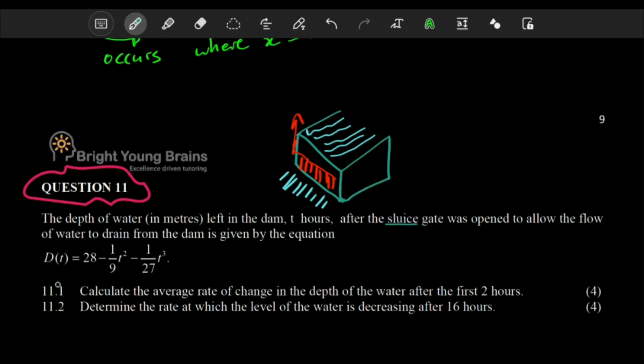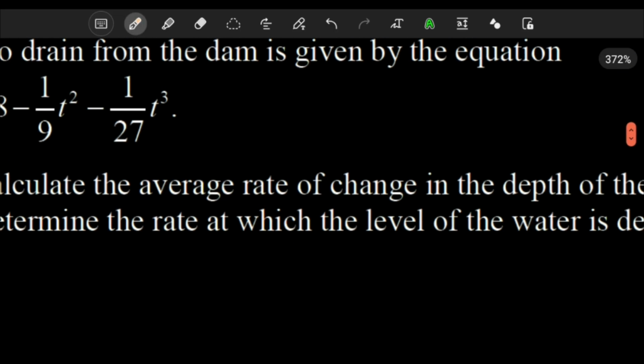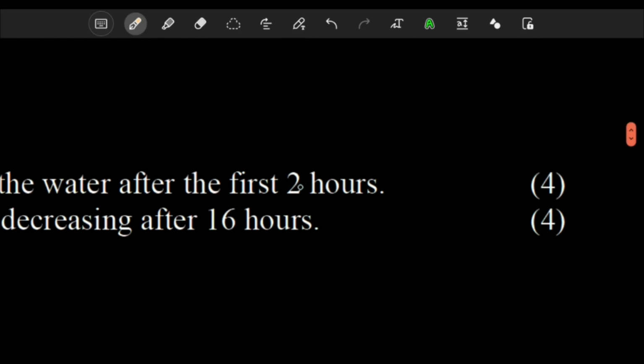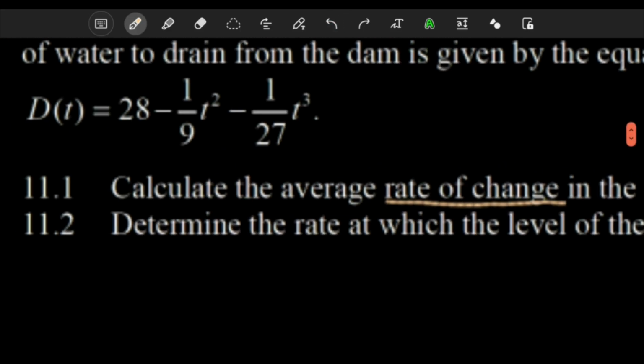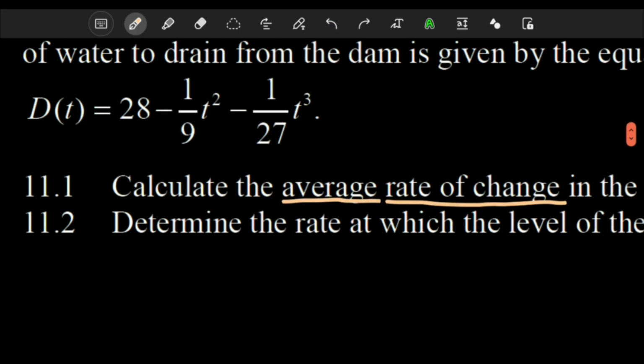Anyways, they said here for 4 marks, we need to calculate the average rate of change in the depth of the water after the first 2 hours. To supplement what we have mentioned already, when they say average rate of change, remember that asking for the rate of change in the depth of water at the 2-hour mark is different from asking for the average rate of change after the first 2 hours. Those are two different questions.